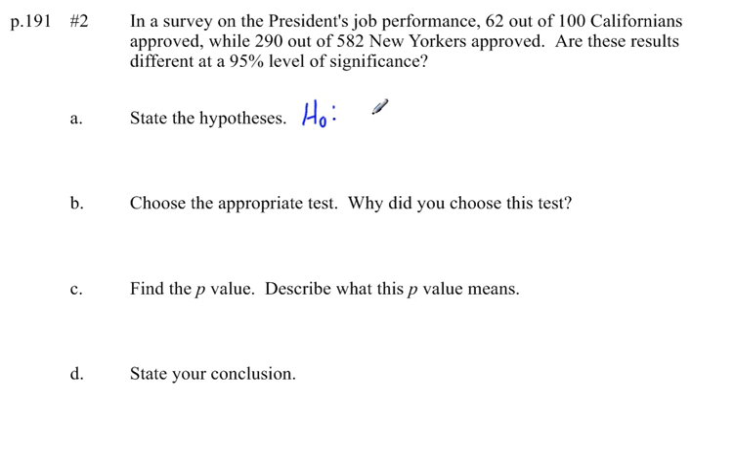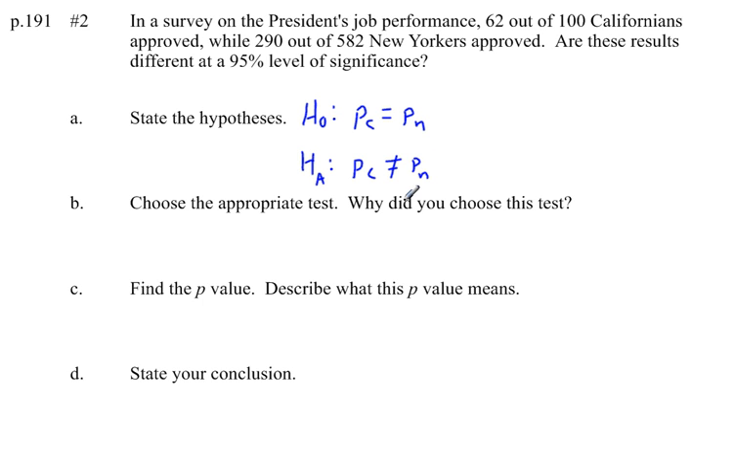So first of all, our null hypothesis. What we assume before we collect any data is that the percent of Californians who approve of the president is equal to the percent of New Yorkers who approve of the president. What we're trying to show is that these percentages or proportions are not equal, that these are different. So our null hypothesis, we assume that the proportion of people in each group that approve is the same. What we're trying to show is that the proportion of people in each group who approve is not the same.